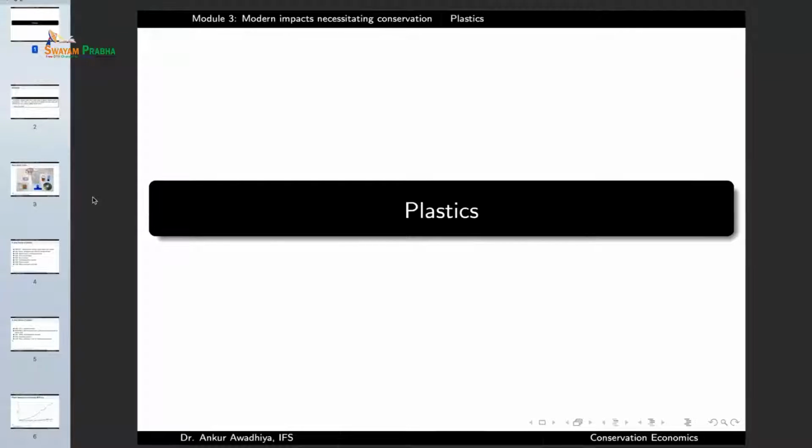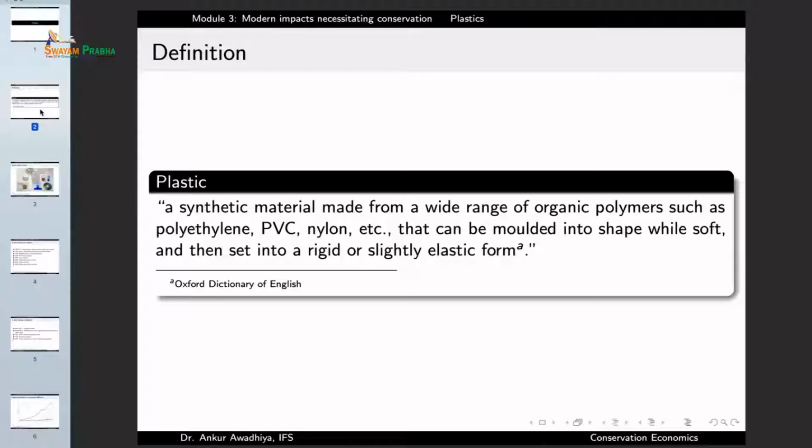Namaste. We carry forward our discussion on the modern impacts necessitating conservation, and in this lecture, we'll have a look at plastics. Now, plastics need no introduction. They are synthetic materials made from a wide range of organic polymers such as polyethylene, polyvinyl chloride, nylon, etc., that can be molded into shape by soft and then set into a rigid or slightly elastic form.